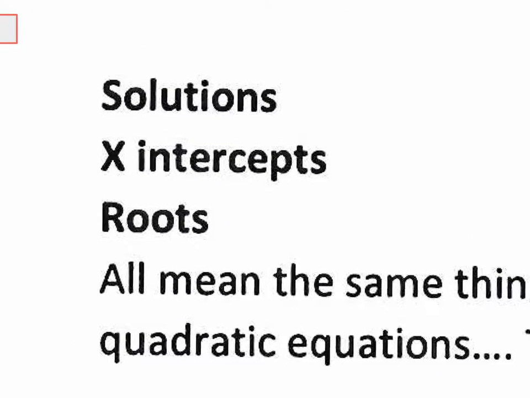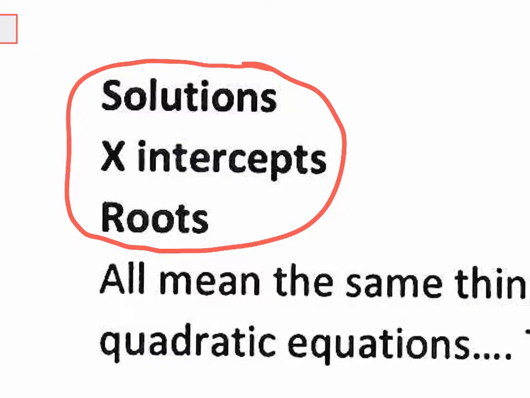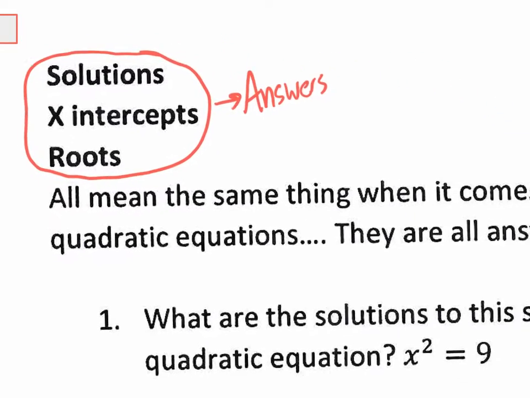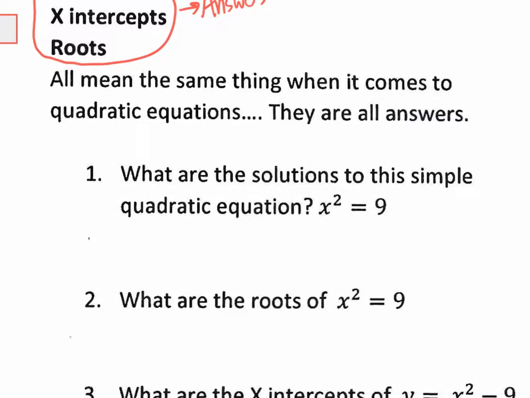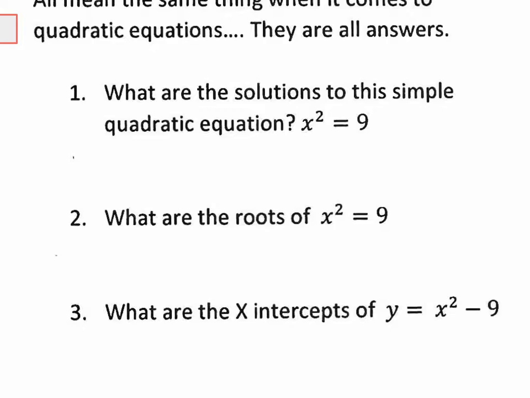This is what we need to know right now, guys. Circle this. Solutions, x-intercepts, roots. All of those, what do they mean? Answers. So if I say find the solutions, of course, find the answers. If I say find the x-intercepts, that also means find the answers. If I say find the roots, that also means find the answers, right? It's all the same thing. That's exactly what I say on these notes. They all mean the same thing when it comes to quadratic equations. They are all answers.